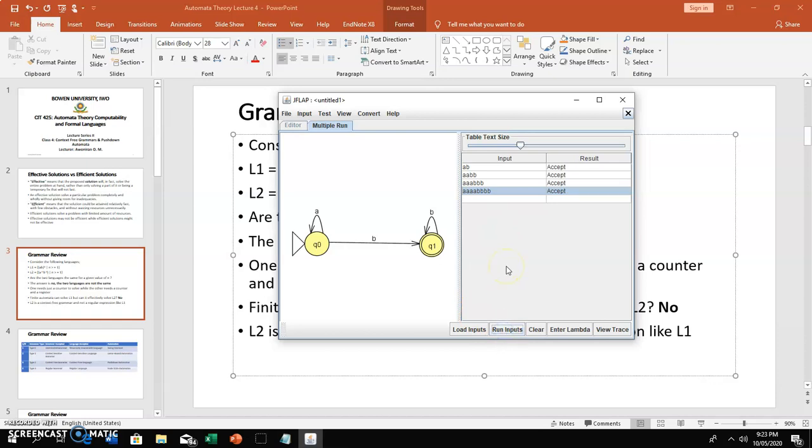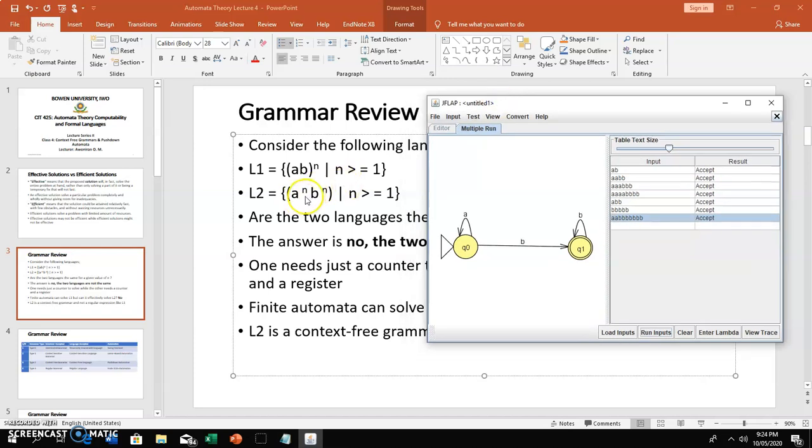Good. Now a question: do you think this solution is effective or efficient? Now let's see this. Let me put in A, B, B. Let me put in B, B, B, B. Let me put in A, A, B, B, B, B, B, B, B. Do you think they will run? Yes, of course they will run. Let's see. Accepted.